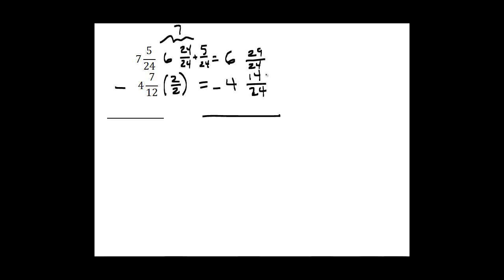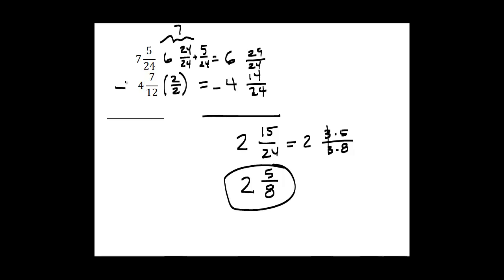So 29 minus 14, that's 15/24, and 6 minus 4 is 2. So 2 and 15/24 is our answer here. We can see that the 15 is 3 times 5, and 24 is 3 times 8. So in the end, I'm going to have 2 and 5/8 as my solution to 7 and 5/24 minus 4 and 7/12.